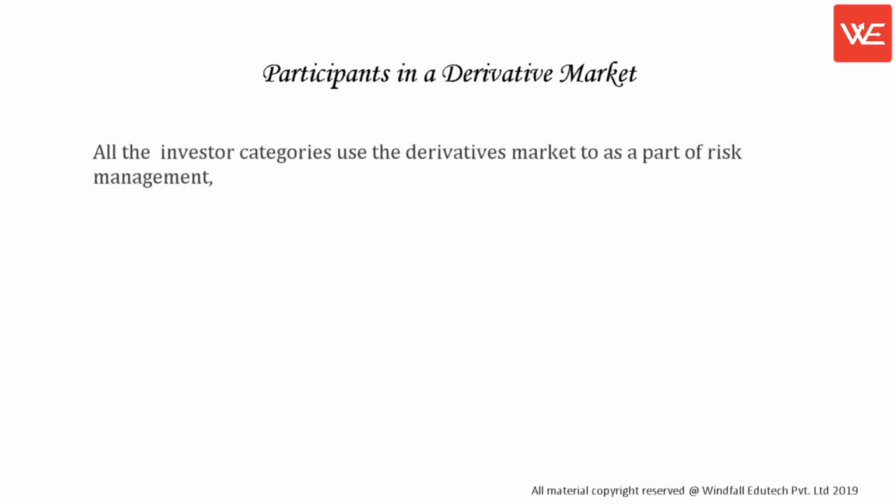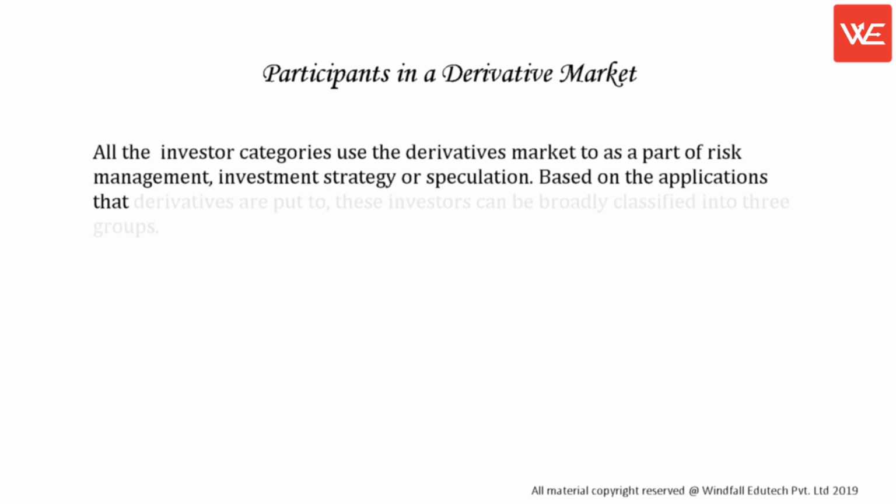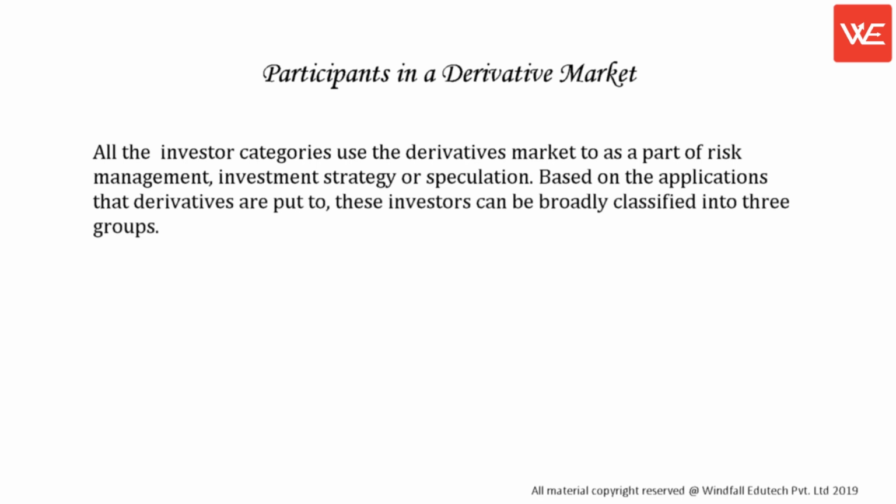Participants in a derivative market. All the investor categories use the derivatives market as a part of risk management, investment strategy or speculation. Based on the applications that derivatives are put to, these investors can be broadly classified into three groups: hedgers, speculators, and arbitrageurs.